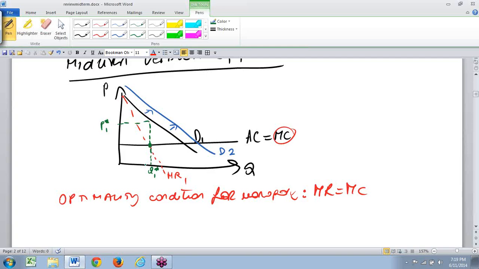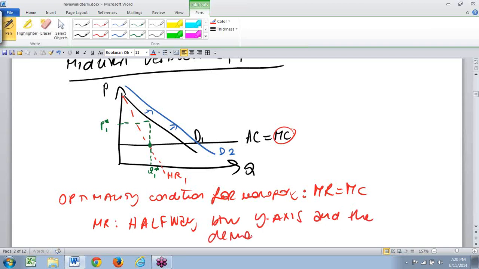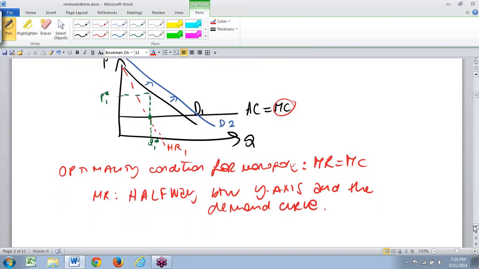So again, we need to find a point where marginal revenue is equal to marginal cost. How do we find the marginal revenue curve? The marginal revenue curve is a curve starting from the intercept of the demand function D1 and going down halfway between the y-axis and the demand curve. So MR is halfway between the y-axis and the demand curve. Okay? Any question on this?